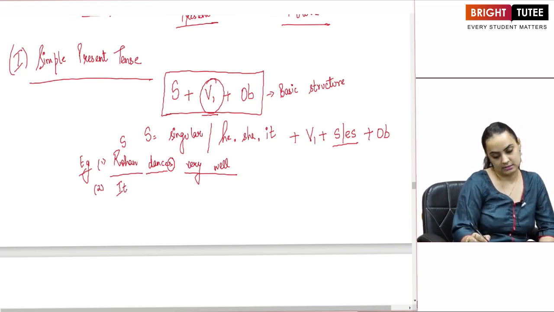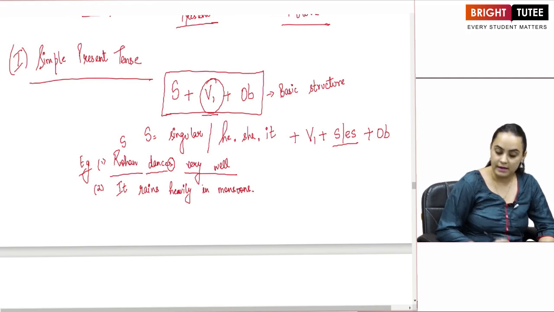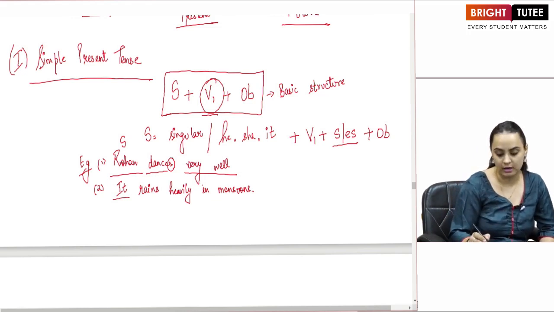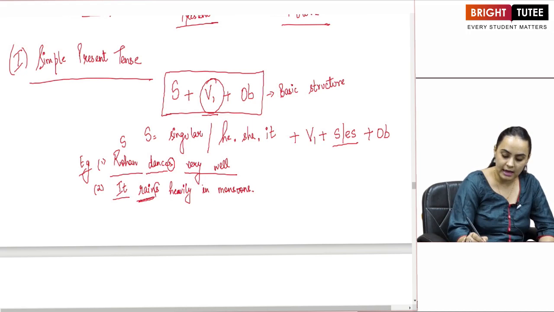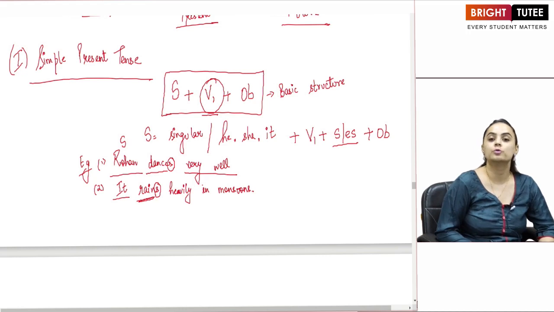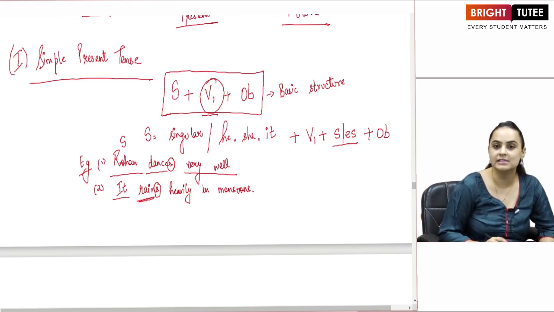It rains heavily in monsoon. What is my subject? It, which is a singular subject. Since my subject is singular, therefore my verb, now what is the first form of the verb? Rain. I have added an s to the end of my verb because according to the rule, if my subject is singular, my verb will have an s or an es.